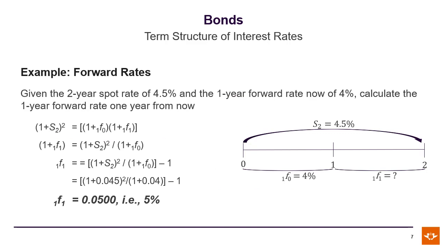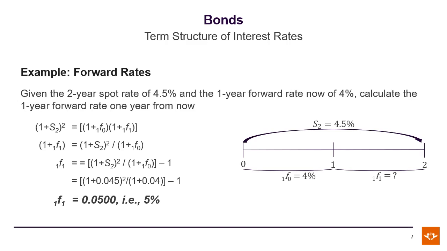Now we're going to look at an example where we're going to calculate forward rates. So you're given the 2-year spot rate of 4.5% and the 1-year forward rate now of 4%, and they'd like you to calculate the 1-year forward rate 1 year from now.